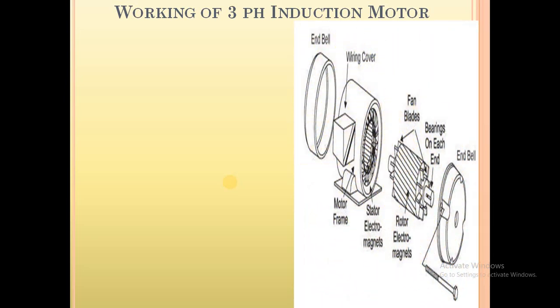So next is the working of the three-phase induction motor. I have taken one image of an induction motor where you can see the end rings, the terminal box, stator, rotor, bearings at both sides, rotor bars, motor frame, and fan blades for cooling purposes. We'll see one by one how the rotor starts rotating, and what phenomena occur inside the induction motor when we give supply to it.